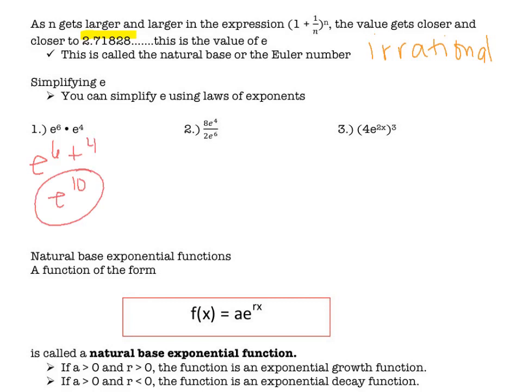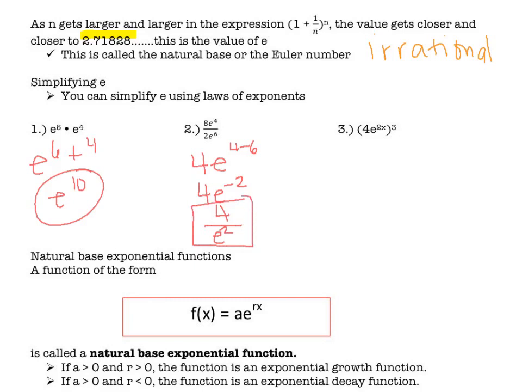Similarly, when I have the same base, I can subtract exponents when I'm dividing. So the first thing I'll do is I'll say 8 divided by 2 is 4. And this will be e to the 4 minus 6th power. And if I simplify that, 4 minus 6 is negative 2. And I can rewrite that as 4 over e squared.